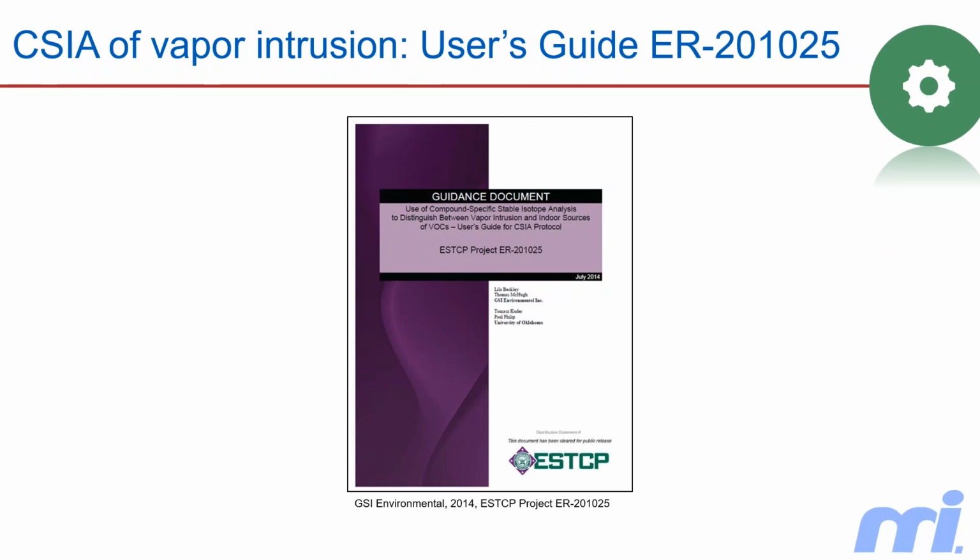So there's a great guidance document on this that was put together by McHugh and Beckley from GSI, as well as University of Oklahoma's Dr. Philp and Dr. Cooter. I highly recommend checking this out. This is a great user's guide that can give you all of the details and the best locations to sample, how to determine what your sampling method is as far as Summas versus thermal desorption tubes, and a little bit of added information into how they determined this research to show us that we can truly differentiate between indoor sources and external subsurface sources.